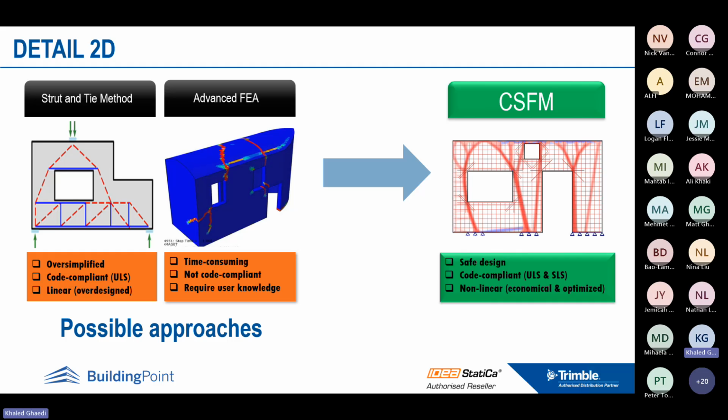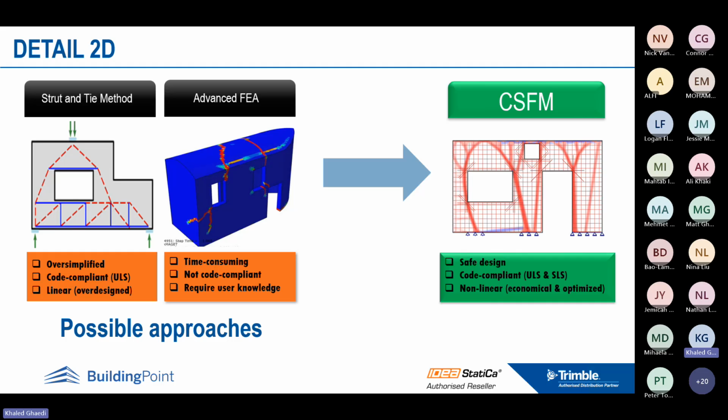So the 2D detail tries to bring a new method or approach. We call it CSFM, or compatible stress field method. In a simple way, I can say that this is the combination of the strut-and-tie method with the advanced finite element model or method.